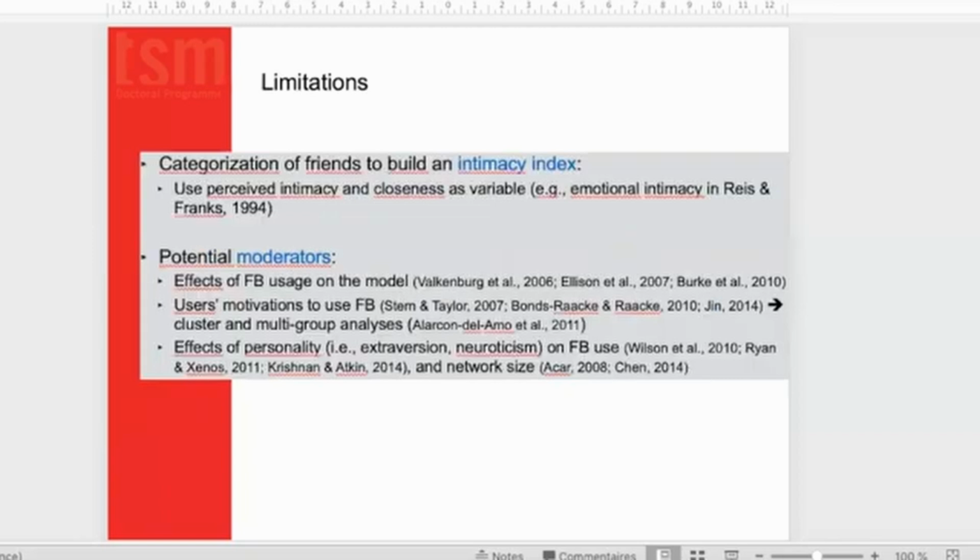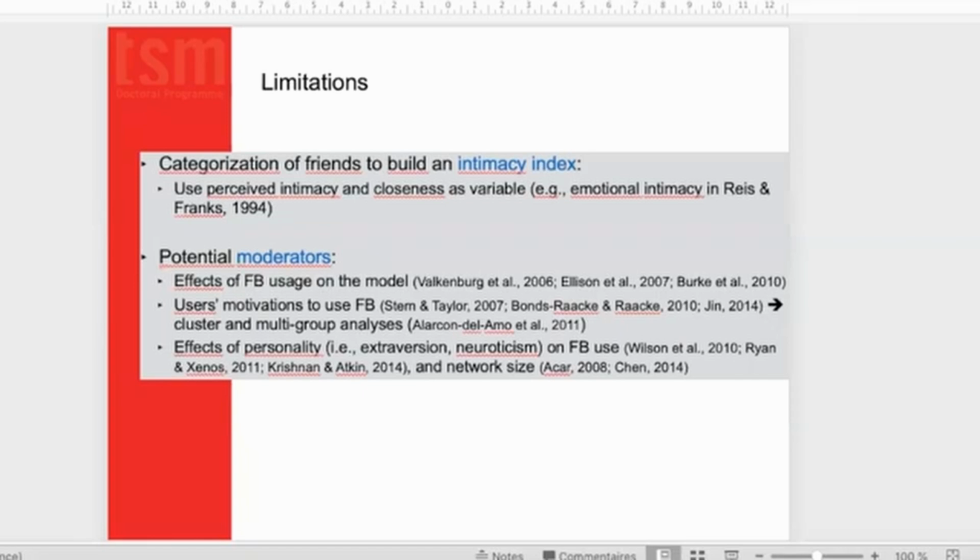Our limitations: as no research is perfect, there are also some limits. The first limit is the categorization of friends to build an intimacy index. The use of perceived intimacy and closeness as a variable, for example emotional intimacy, would be a good research direction.